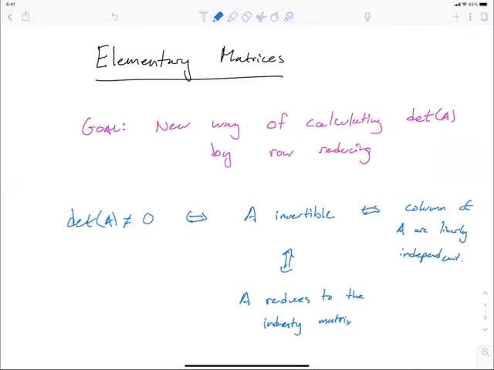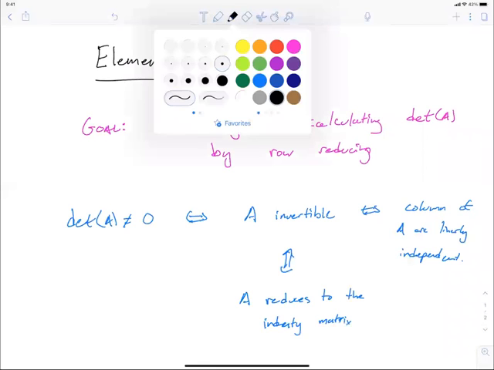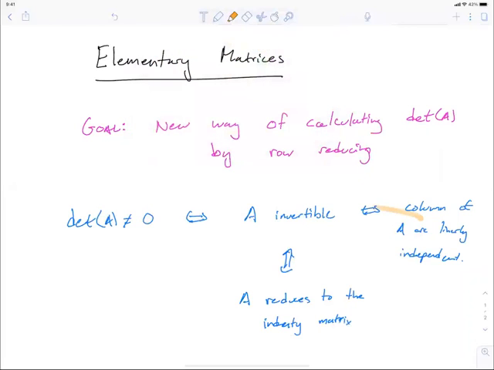So ordinarily, if we want to check if A is invertible or if the columns of A are linearly independent, we would row reduce the matrix and see if we got the identity. We would say, okay, they're independent if it reduces to the identity matrix, or it's invertible if it reduces to the identity matrix. And now what we want to be able to do is calculate the determinant just by row reducing. And the medium for doing this is going to be elementary matrices.